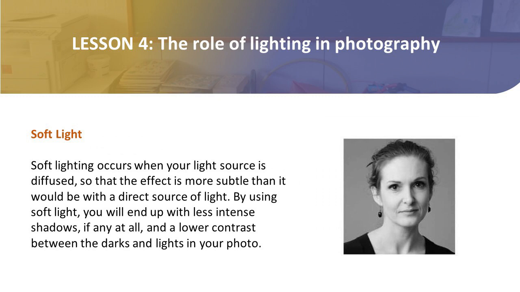Many times we hear people referring to soft or hard light, even when we buy light bulbs from a shop. So what is soft and hard light? Soft lighting occurs when your light source is diffused, so that the effect is more subtle than it would be with a direct source of light. By using soft light, you will end up with less intense shadows, if any shadows at all, and a lower contrast between the darks and lights in your photo.